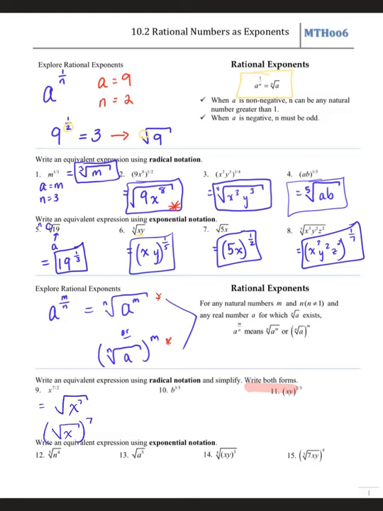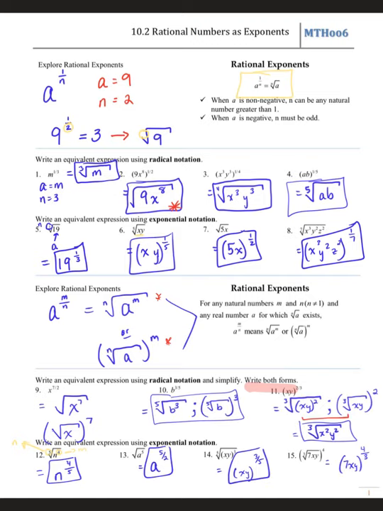So we want to rewrite an equivalent expression using exponential notation. So just to remind us that the exponent on the inside is going to be our m, if you will, and the index out here is going to be the n. So now this one, we have a base of n to the 4/5 power. So go ahead, pause this, and work through the rest of those and see how you do with it.